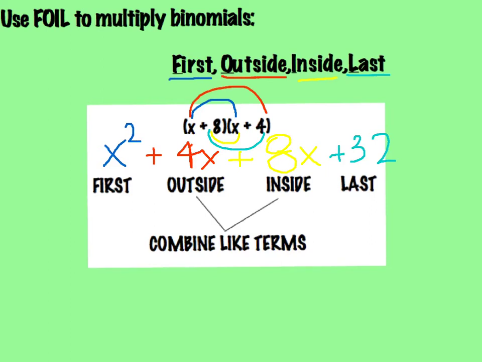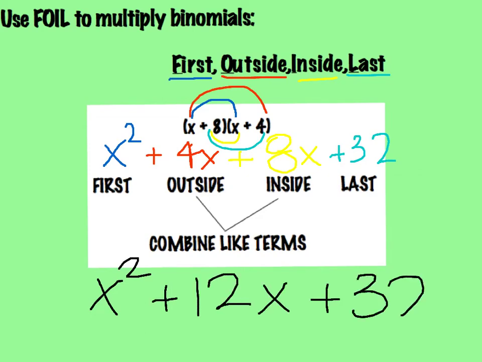Now, when we have this expression here, x squared plus 4x plus 8x plus 32, I can simplify by combining like terms. So in this particular case, I'm going to combine my outside and my inside terms. So my final answer is going to look like this: x squared plus 12x plus 32. I'm going to write my answer in standard form. I know it's in standard form because it's in descending order, and I know I'm finished because all my like terms are combined. So take a moment to jot all of these notes down in your notebook and jot down this example before looking at any of the other slides.